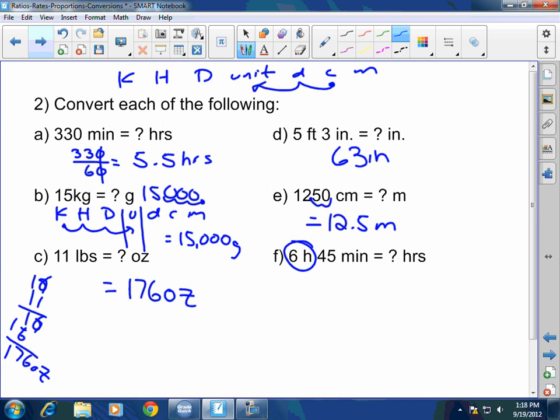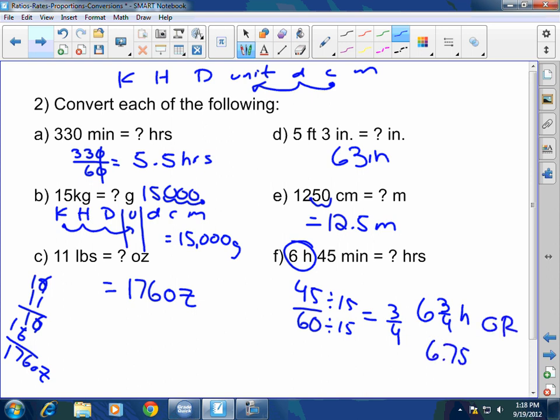Do I multiply or divide? I'm going small to large, so I divide. So 45 divided by 60, dividing top and bottom by 15, is 3/4. So this is 6 3/4 of an hour, or 6.75 hours. Does that make sense, my brothers? Either or, thank you.